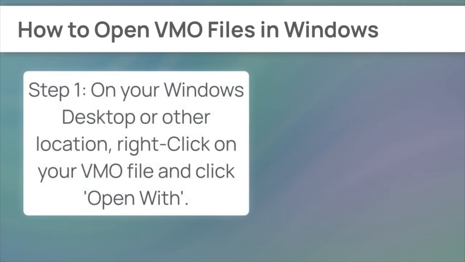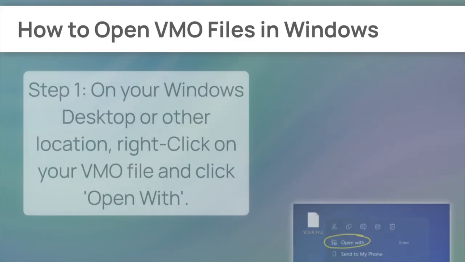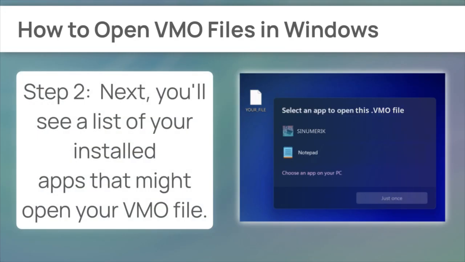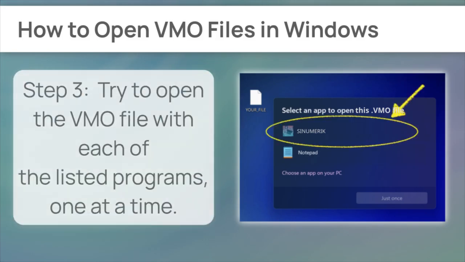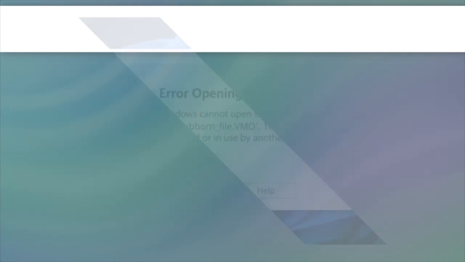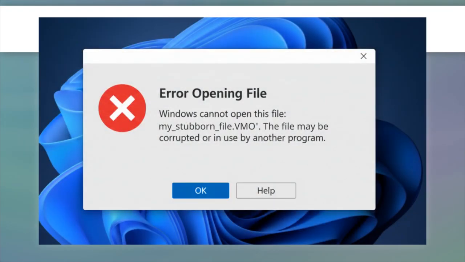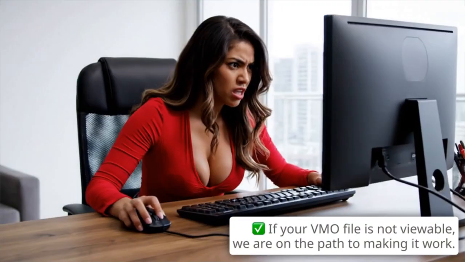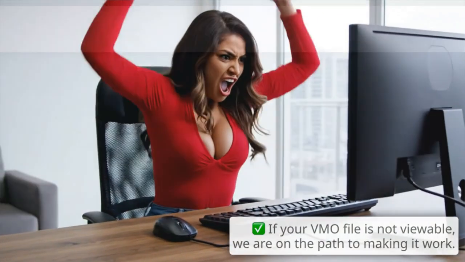The first step is to check which program successfully reads the file's header. Right-click the VMO file and click Open with. Test SINUMERIK if present. If it is unavailable, select another program. We need to check every option. If the VMO file won't open, don't panic. I'm going to explain the most common technical reasons behind the file failure before we use the one-click solution.